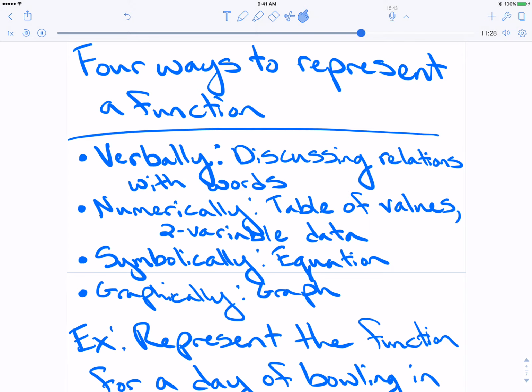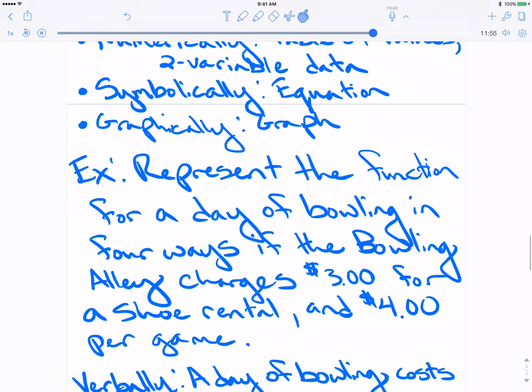The third being symbolically, which is the equation, right? Everything we've done so far has been linear, so you would have a linear equation for your symbolic representation. And then the last being a graphical representation. So you draw the graph of the function. Combining these allows you to fully grasp what they mean in terms of how they're applied and how to use them. Let's take a look at an example.